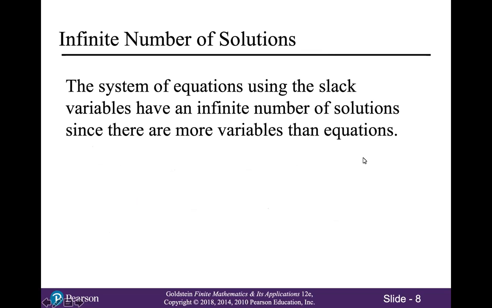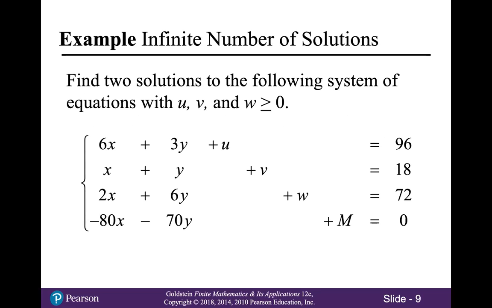So this system of equations using the slack variables has an infinite number of solutions because there are way more variables than equations. You have x, y, u, v, w, and m. You have 6 variables and you only have 4 equations. So in this example, we're going to find 2 solutions to this system of equations.